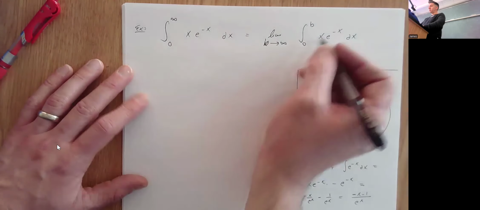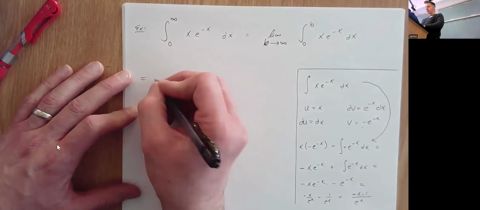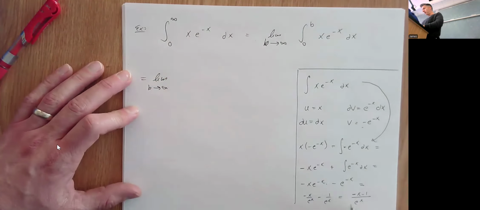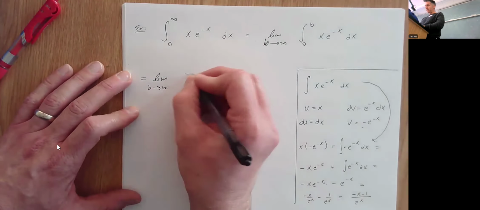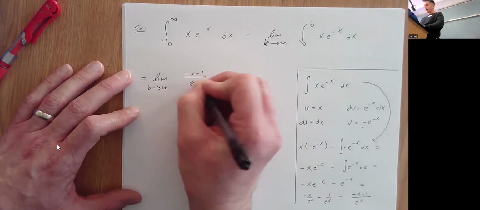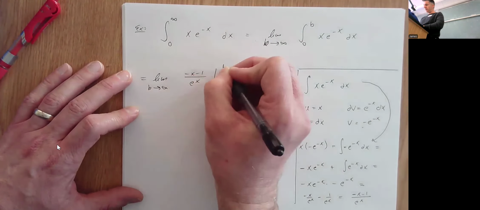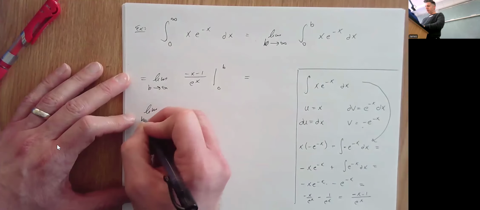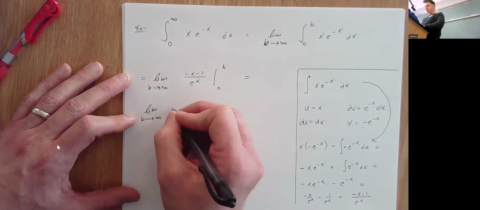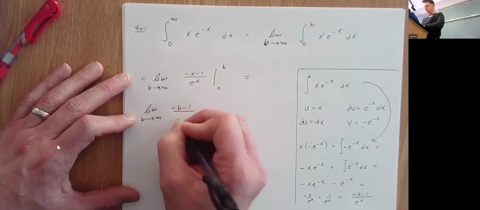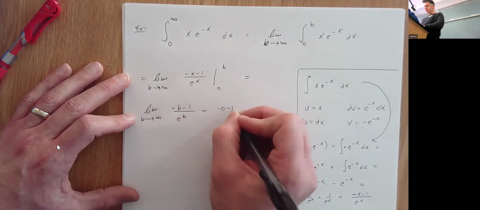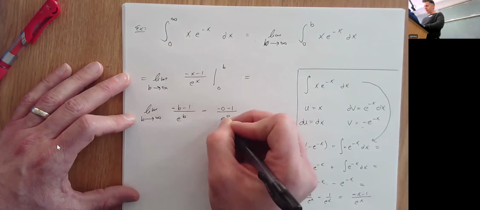So now let's do the improper integral. This is going to be the limit as b goes to infinity. We just found the antiderivative. It's negative x minus 1 over e to the x from 0 to b. We plug in the limits of integration. We get the limit as b goes to infinity of negative b minus 1 over e to the b minus negative 0 minus 1 over e to the 0.